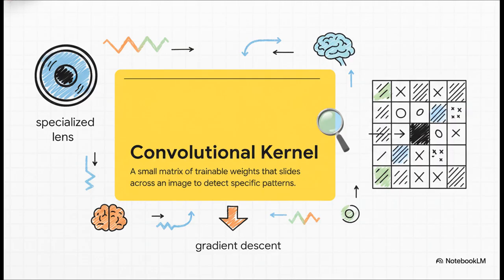But here is the absolute genius part and the key insight for any engineer. We don't have to sit there and design these filters by hand. The network learns them. During training, it figures out for itself which patterns are the most useful for solving the task and creates the perfect set of kernels to find them.